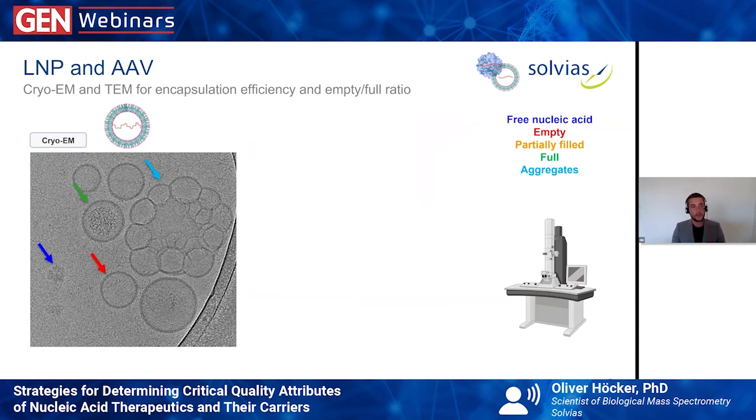So here on the left side, we see a cryo-EM image of lipid nanoparticles, similar to the COVID vaccine. And we see the image is quite heterogeneous. So we see spheres of different sizes that are the lipid nanoparticles. We see single ones, we see aggregates. And we see also some that look like empty, some that are filled. And we even see mRNA that is outside of the lipid nanoparticle, so not protected at all.